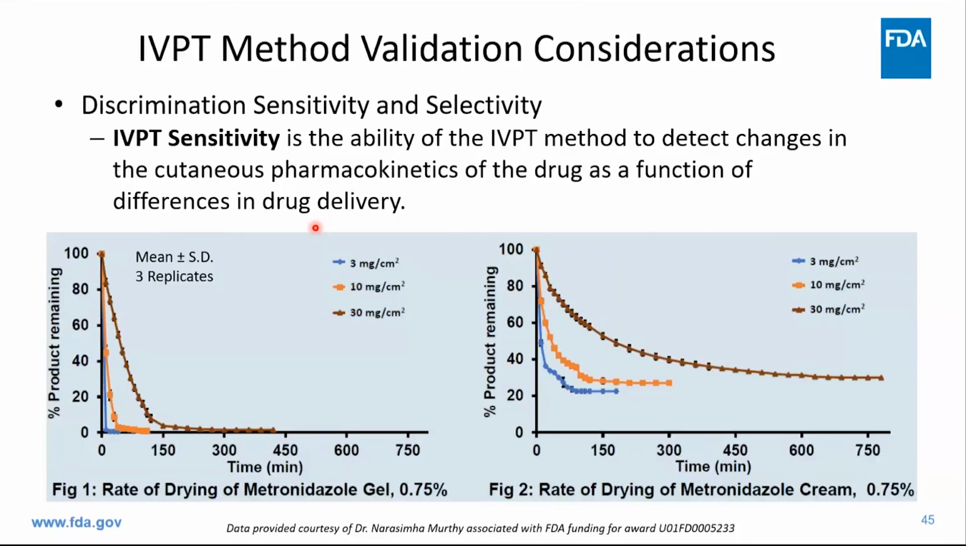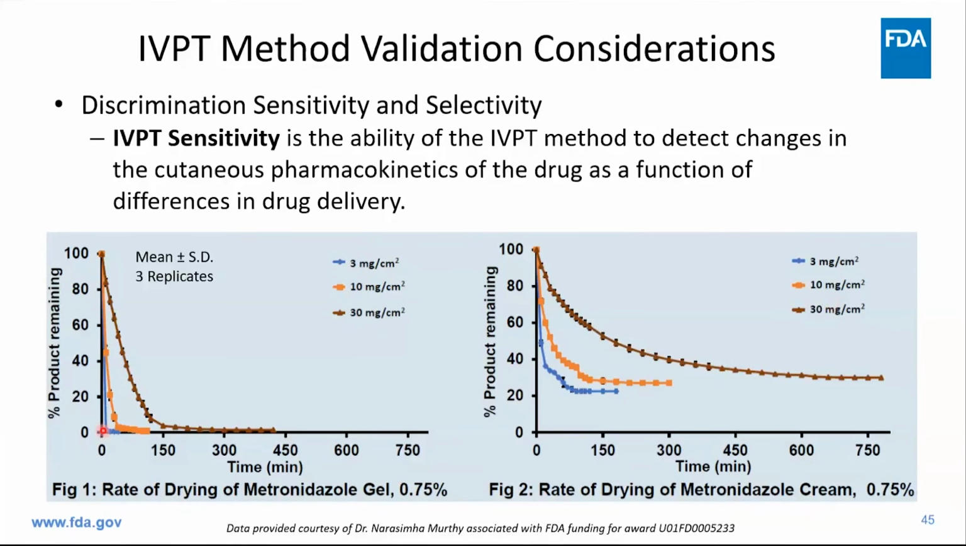Well, one way is to think about the dosage form on the skin and the metamorphosis that it undergoes. So here we have examples of metronidazole gel and cream. These are not IVPT profiles. These are drying rate profiles. So this is different amounts of the drug, 3 milligrams per centimeter squared, or threefold higher, 10 milligrams per centimeter squared, or another threefold higher, 30 milligrams per centimeter squared applied of the gel, or these are amounts of the cream.